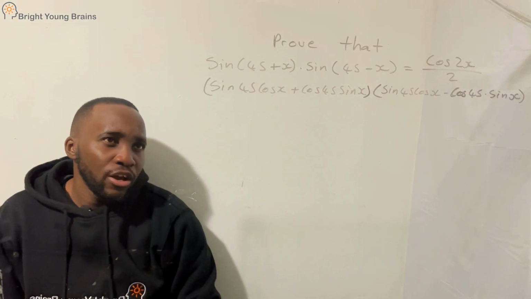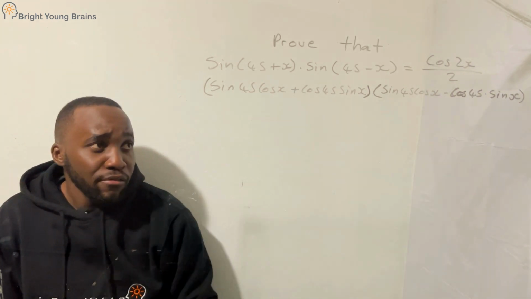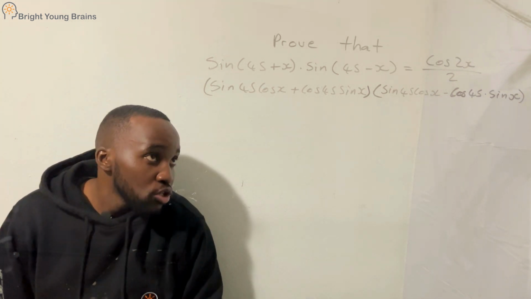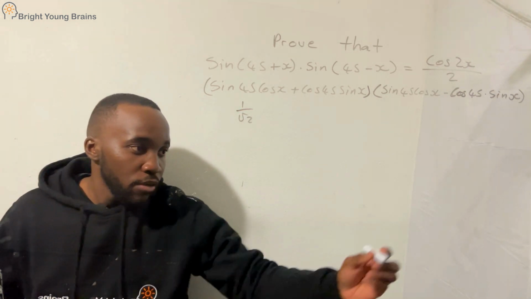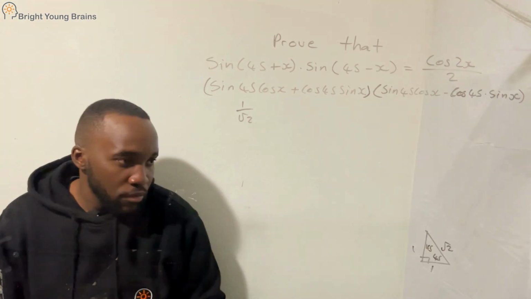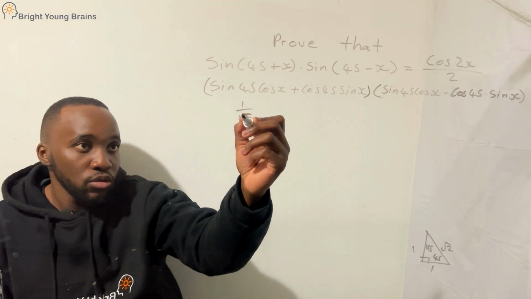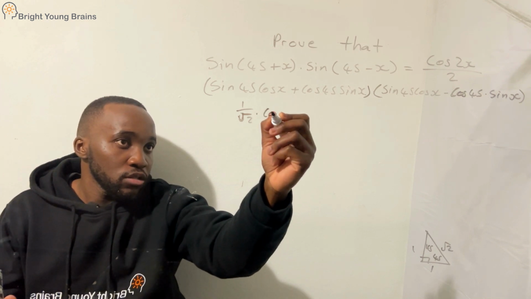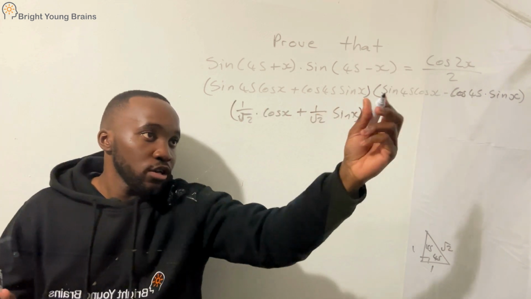there we go. Now obviously the one thing you can do for yourself is to change all the values that have 45 to actual numbers. So the sine 45 is just 1 over square root of 2, because remember our 45 triangle, right? So sine 45 is 1 over square root of 2, and then cos x, and then cos 45 here, and then sine x, and then the rest also.